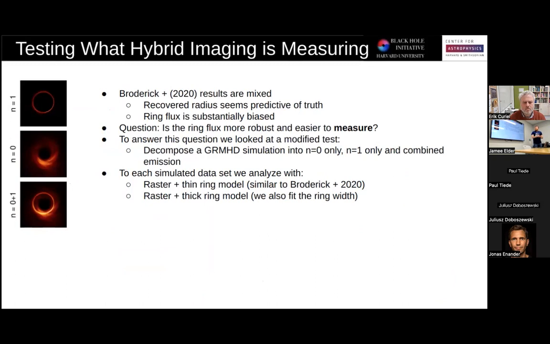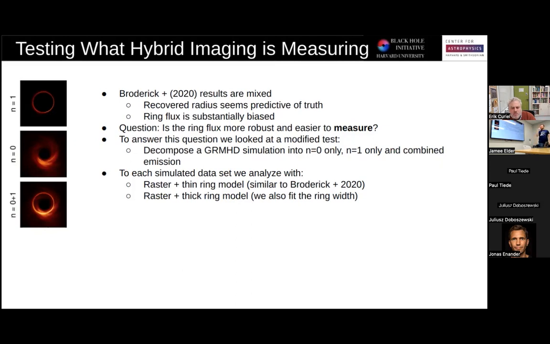I think Peter, myself, Michael Johnson, Daniel, Dom, a lot of us wanted to analyze this: what is hybrid imaging actually measuring? The broader 2020 and 2022 results are mixed. The radius seems like it might be all right, but the ring flux is obviously wrong. So the question is, is the ring flux actually robust, or is the ring diameter more robust and easier to measure? Can we accurately get this in all these simulations?